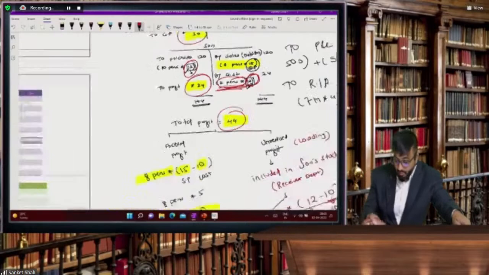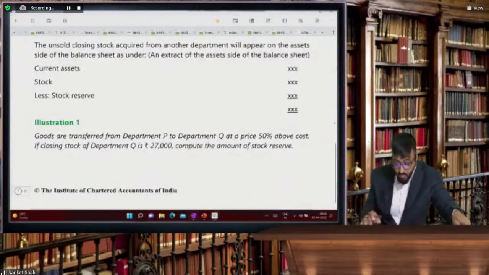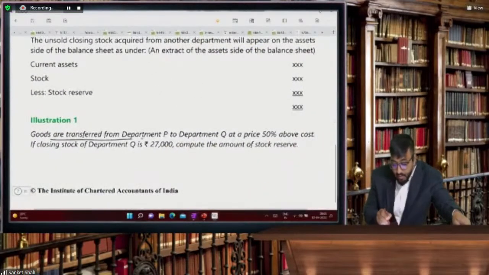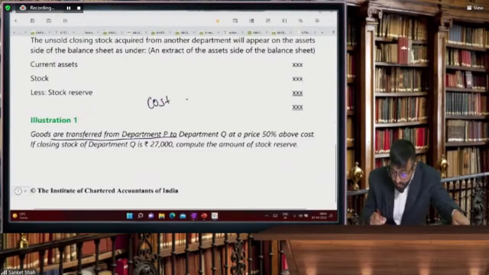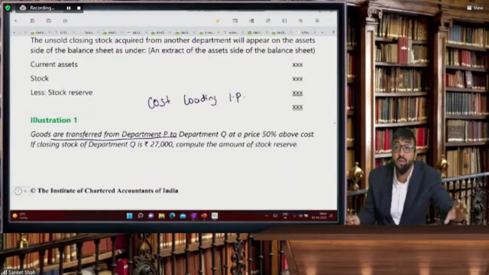चलो, so what is answer of illustration number 1 beta? Goods are transferred from department P to department Q at a price of 50% above cost. So see beta, cost, loading, invoice price. What is the equation? Cost, loading. Loading means what? Unrealized profit. It is not profit. Cost plus profit is selling price. Cost plus loading is invoice price.